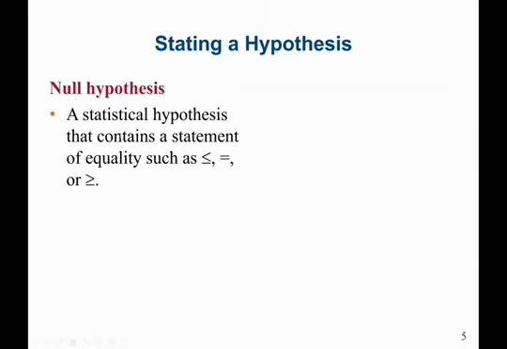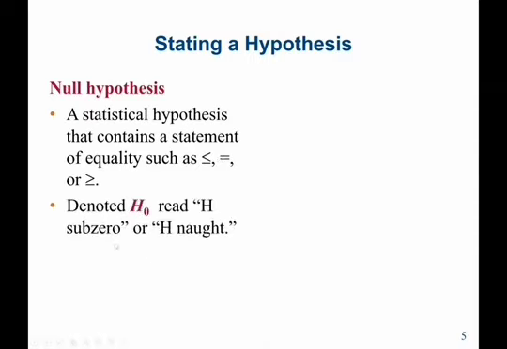So when one of these hypotheses is false, the other must be true. So first is the null hypothesis. So that will be our claim. Here we say a stat hypothesis that contains a statement of equality, such as less than or equal or greater than or equal. And it's normally denoted by H0, which is read as H sub 0 or H naught.